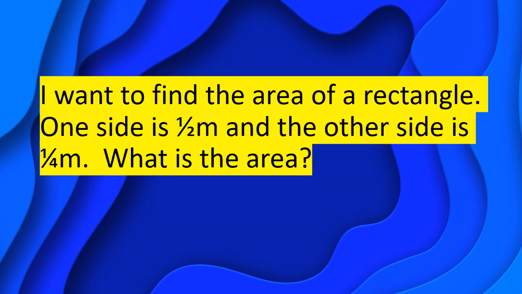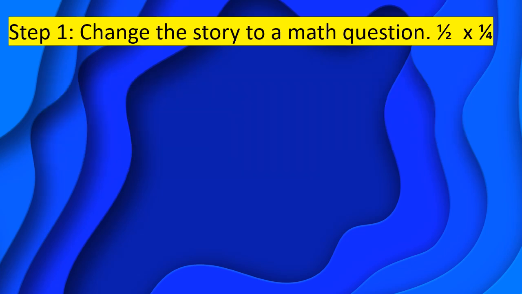Okay, your turn. I want to find the area of a rectangle. One side is half a meter and the other side is a quarter of a meter. What is the area? So we have to change the story into a maths question. The story was that we are trying to calculate the area of something. To calculate the area, you have to multiply the two sides. So we have to multiply one side, which is half a meter, by the other side, which is a quarter of a meter. So half times a quarter is the maths question.